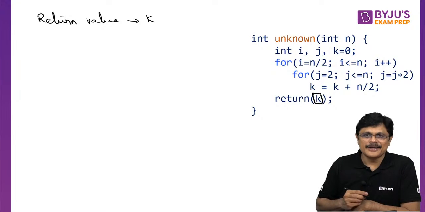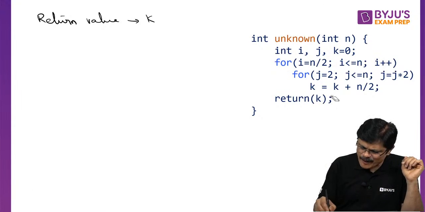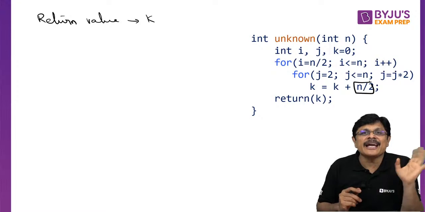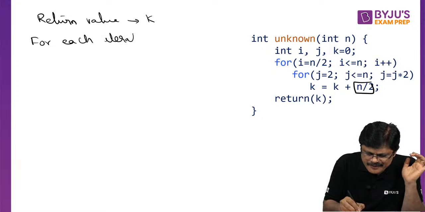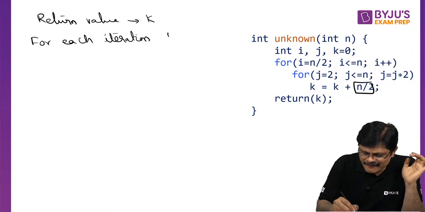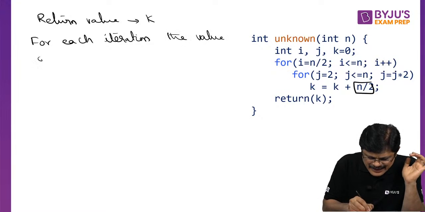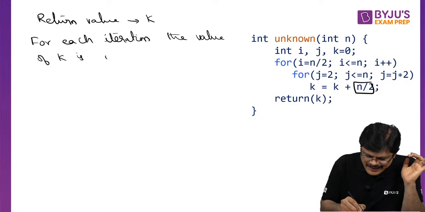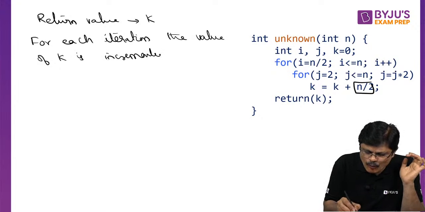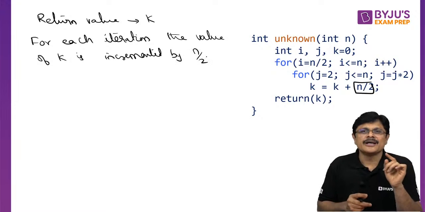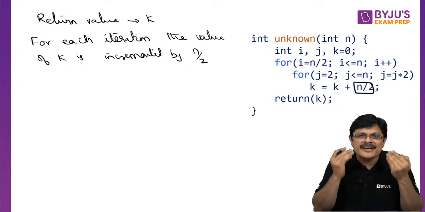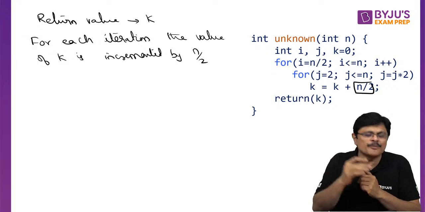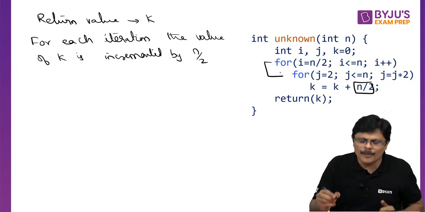Very good. Great. If you observe, this is a very simple problem. Here, every time the value of k is incremented by n by 2, for each iteration. So however many iterations happen, that many times we add n/2. How many iterations happen, that many times you add n/2, my dear friends. Now you just need to tell me how many iterations happen.